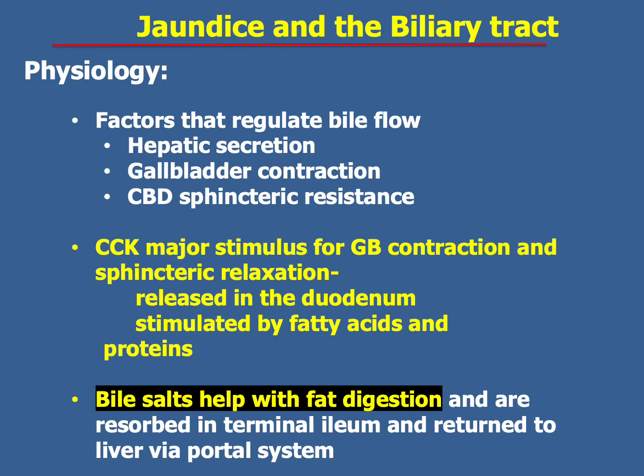Bile flows through the common hepatic duct and then the cystic duct into the gallbladder, where it's concentrated and stored between meals. Factors that regulate bile flow are hepatic secretion, gallbladder contraction, and common bile duct sphincteric resistance. When stimulated by the hormone cholecystokinin, the gallbladder contracts, pushing bile through the cystic duct and into the common duct. Simultaneously, the sphincter of Oddi relaxes, permitting bile to enter the duodenal lumen. In the small intestine, bile acids facilitate lipid digestion and absorption.